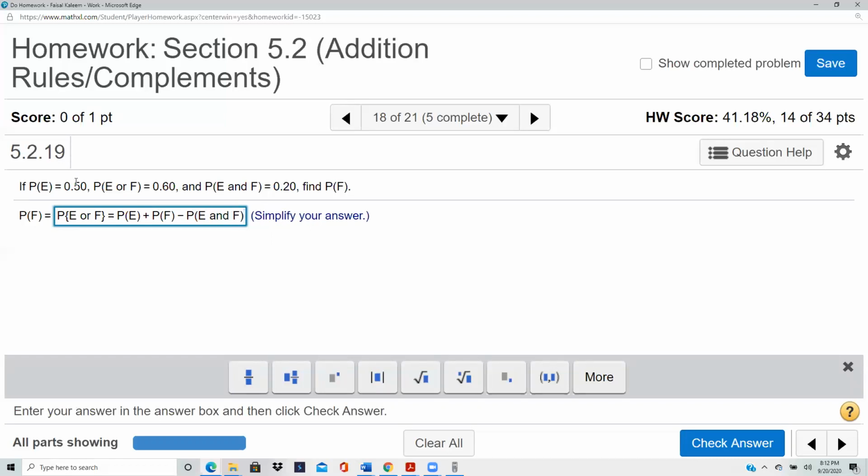And now substitute the values. P(E or F) is given. P(E or F) is 0.6. So this first entry is 0.6. P(E) is 0.5. So this is 0.5. P(F) has to be calculated and P(E and F) is 0.2.